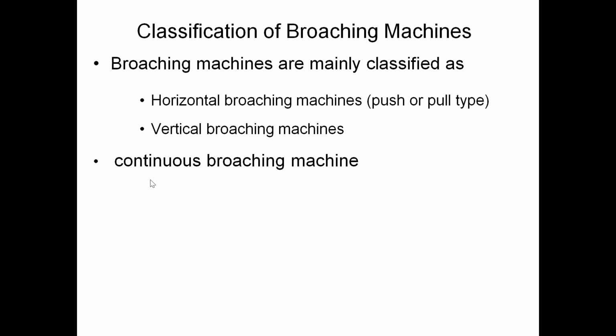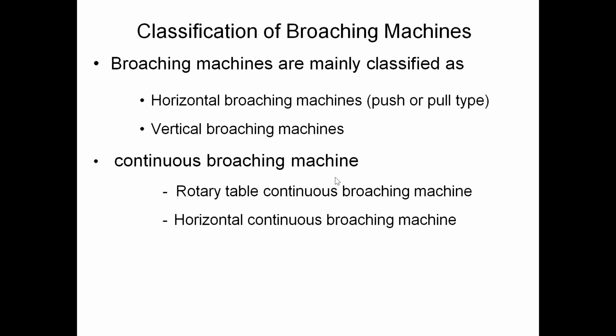Okay, next, continuous broaching machines. Again we have 2 types here. So rotary table continuous broaching machine and horizontal continuous broaching machine. In last class I explained these two.